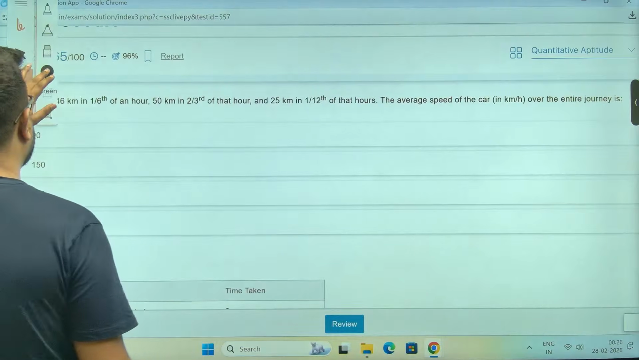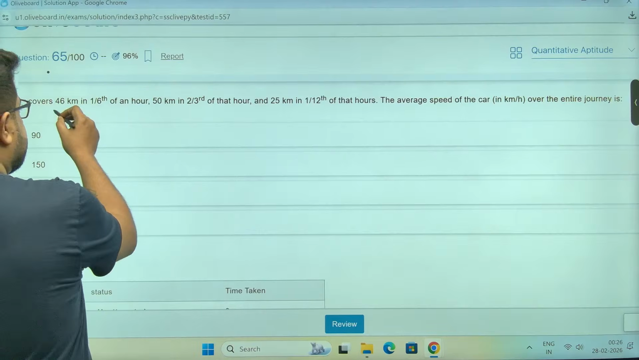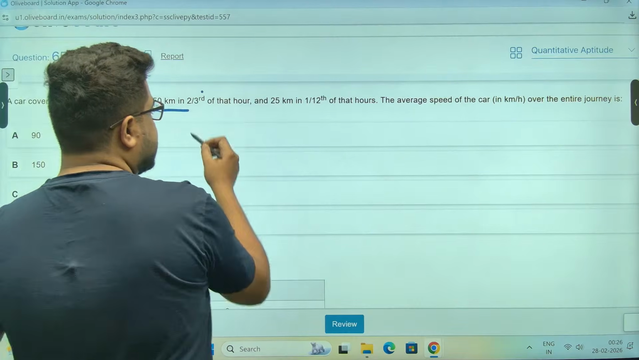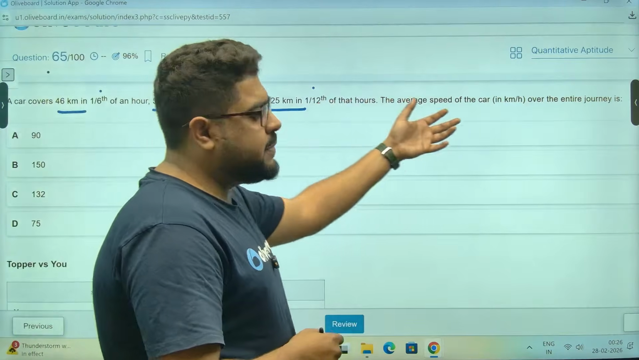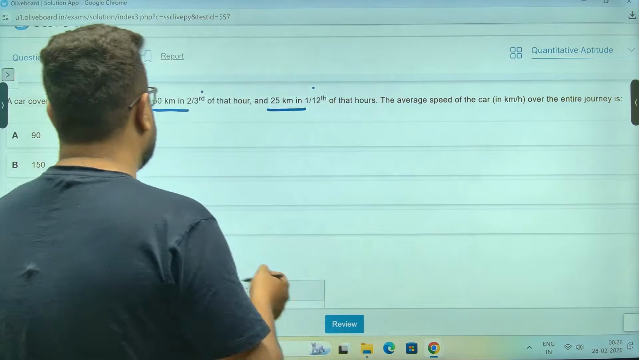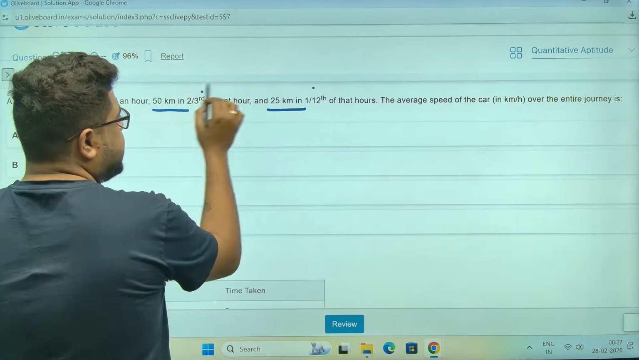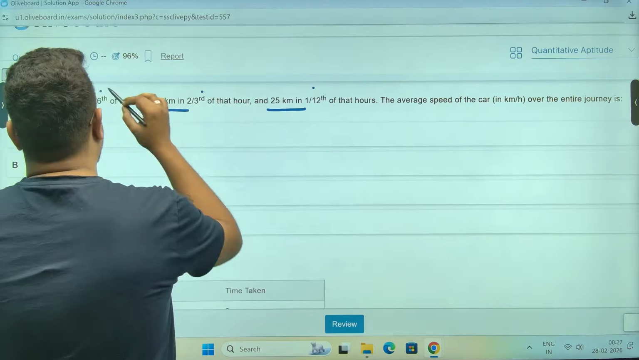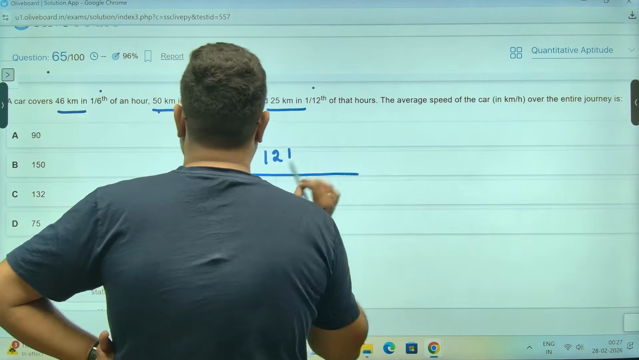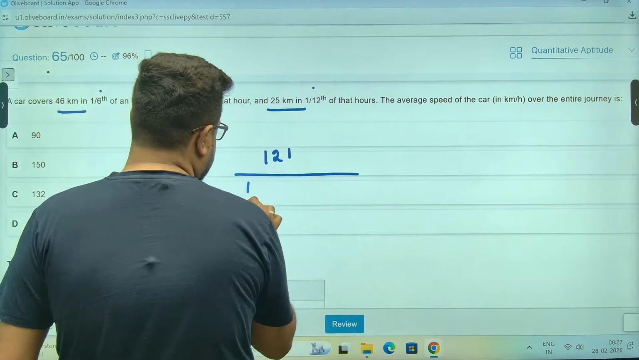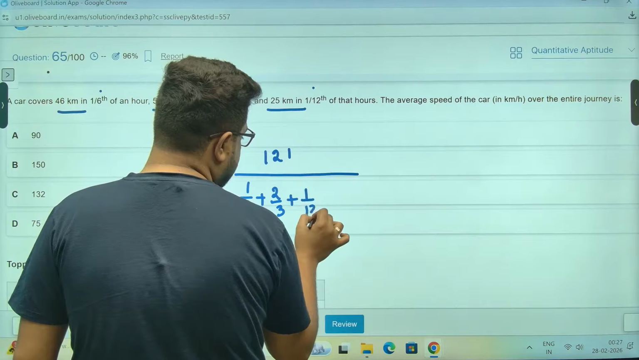Chalo, next one please. A car covers 46 in 1/6, 50 in 2/3, and 25 in this. Average speed. Sir, average speed means total distance by total time. Total distance is 46, 50, 25. 50 and 25 is 75, 75 and 46 is 121 kilometers. Total time, sir, is 1/6 of an hour plus 2/3 of an hour plus 1/12 of an hour.